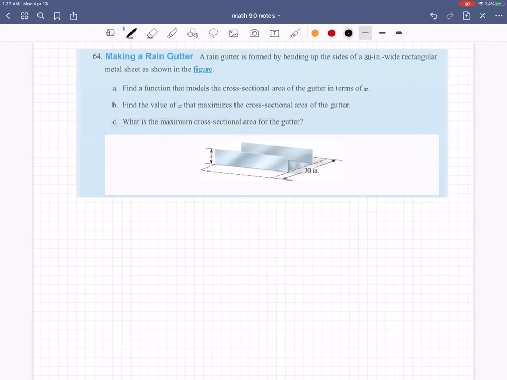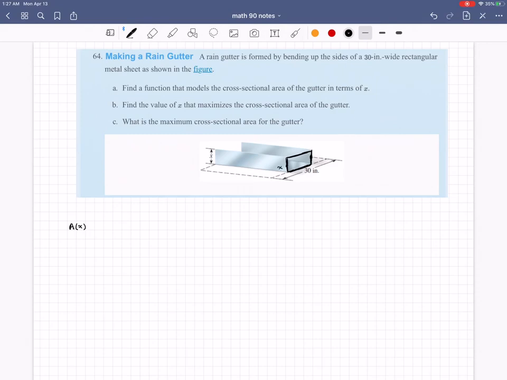So what is this cross-sectional area business they're talking about? It is this area here. So I'm outlining the cross-section of this gutter. It is that rectangle. So what we want to do is express this area in terms of x. Well, let's call it A of x to be boring. So again, x is the amount that we bent up on the sides, and A is the area of the cross section. Okay, so this is x.